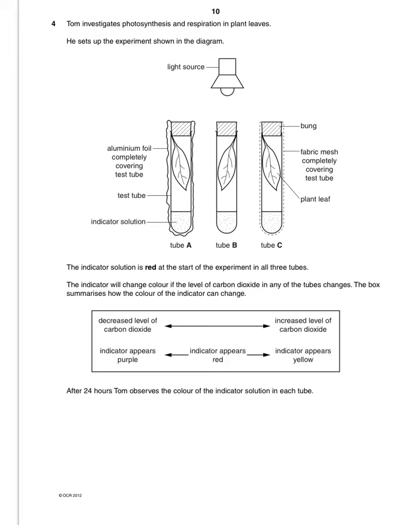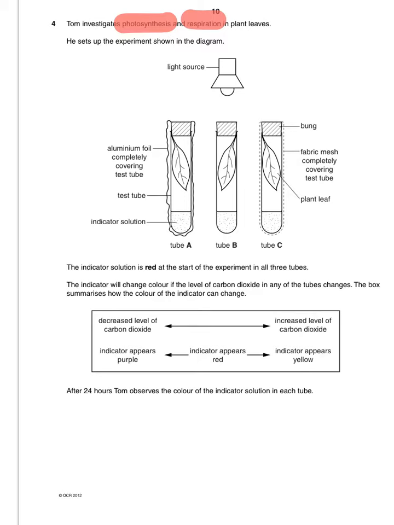Tom now is investigating photosynthesis and respiration in plant leaves, and it's important to remember that plants do undergo respiration and photosynthesis. He sets up the experiment shown in the diagram. So we've got a leaf, and this one's completely covered by foil. Then we've got a leaf just in a normal boiling tube, test tube, and then we've got fabric mesh where it looks like it's kind of dashed, so maybe letting in some light.